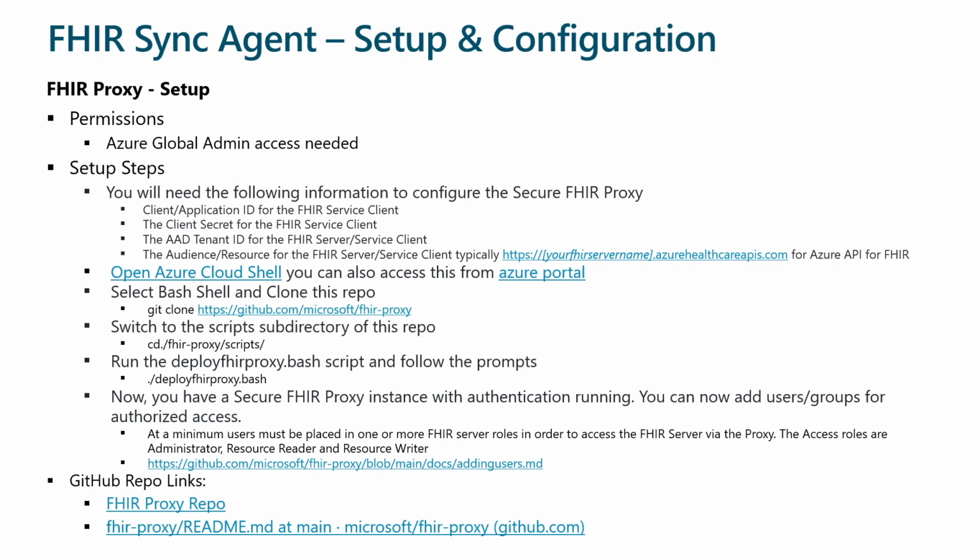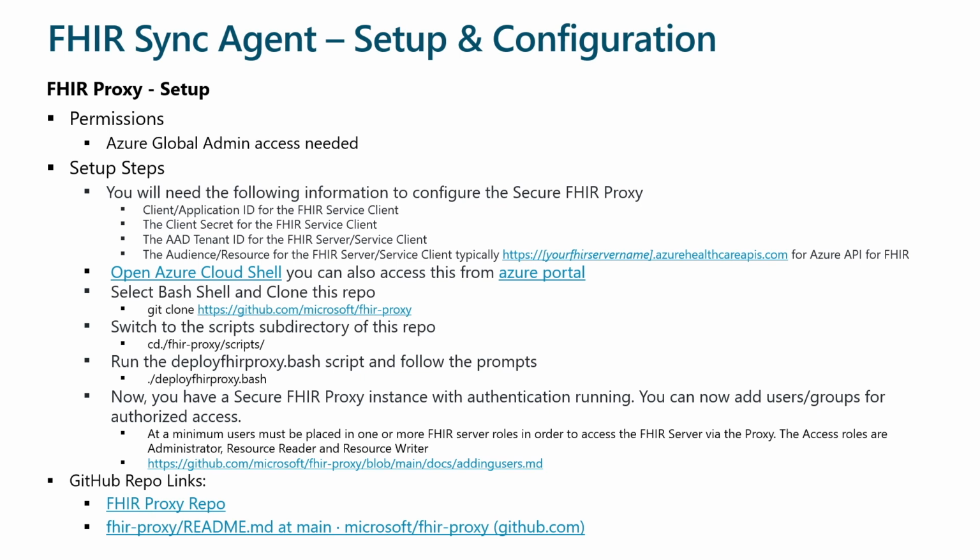In terms of the installation, you log into the Azure Cloud Shell from the Azure portal and clone the FHIR proxy repository that is available publicly, and then navigate to the scripts folder and run the deploy FHIR proxy bash script and follow the prompts. Now we'll have a secure FHIR proxy instance with authentication running. You can add users and groups for the authorized users.